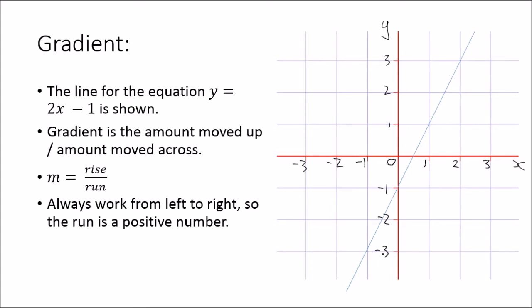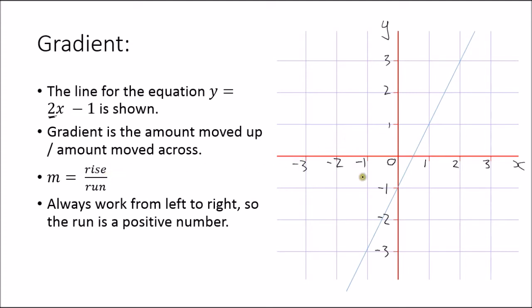Now the equation for y equals 2x minus 1. Now firstly we'll think about the gradient. Now the gradient is the amount moved up divided by the amount moved across. Now in this case our gradient is the number 2. Now another way of describing the gradient is that it is the rise over the run. So rise is how much we're going up, and run is how much we're going across. Now always work from left to right, so that will always make your run a positive number, and that you'll see later makes things a little easier. You can still get the right answer if you do it the other way, but it's just confusing and you're more likely to make mistakes.